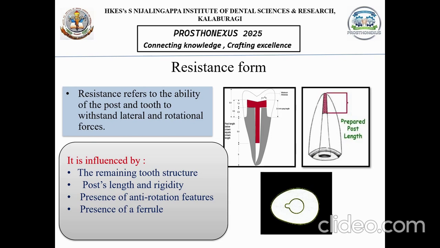Then we have something called a split post, wherein, because of different parts of incision, there are two parts of the post which are aligned on the occlusal aspect of the tooth. Resistance refers to the ability of the post and tooth to withstand lateral and rotational forces. Now, how does it get influenced? It gets influenced by the remaining tooth structure, post length and rigidity, presence of anti-rotation features, and presence of ferrule.